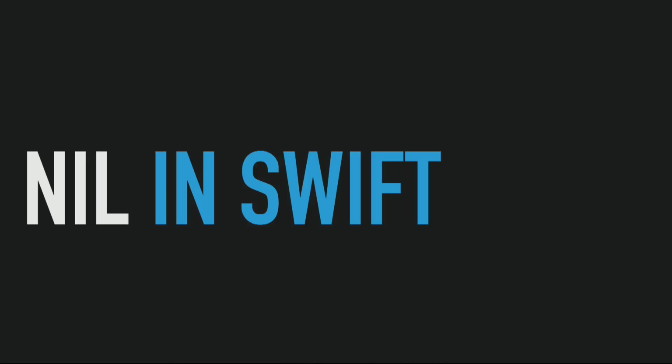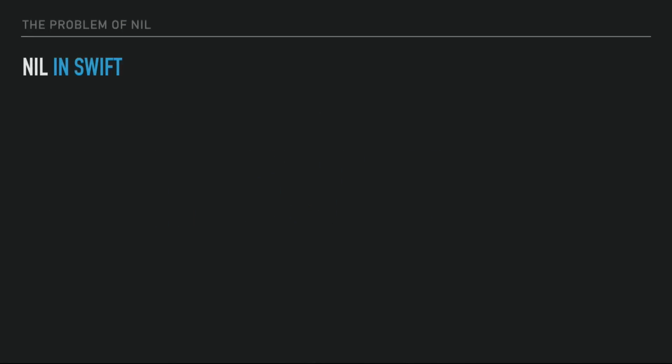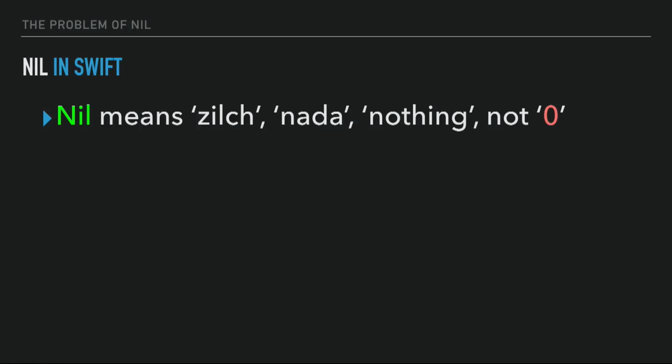Well, nil in Swift is a very different beast. In Swift, nil means nothing, the absence, the lack of space, the final frontier kind of nothing, right? It doesn't mean zero if it's an int. It doesn't mean an empty string. It means there's nothing here. Get on with your life.